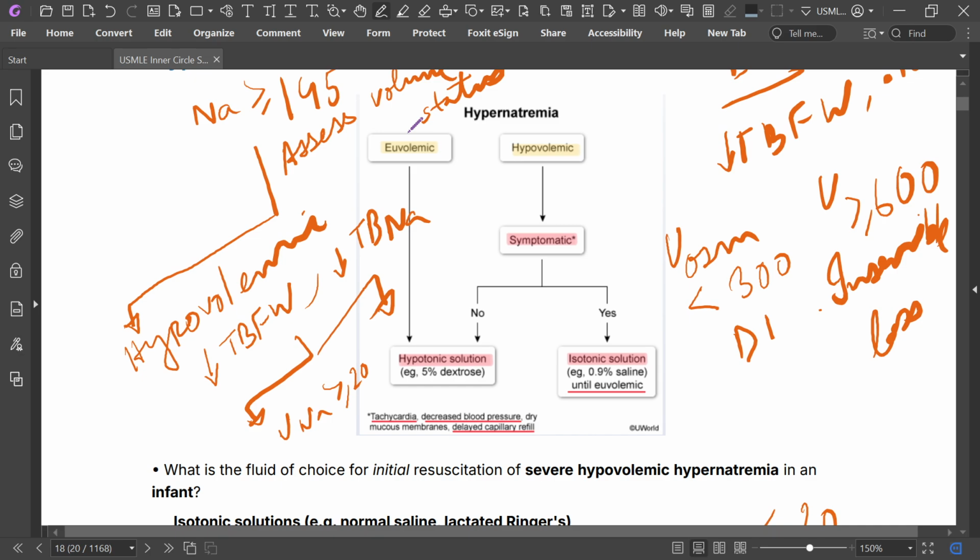And if the patient is not symptomatic, hypotonic saline 5% dextrose. So in euvolemic hypernatremia, you should give hypotonic saline 5% dextrose. And if it is symptomatic, if there is tachycardia, hypotension, dry mucous membrane, decreased capillary refill, go for isotonic saline 0.9% until euvolemic.